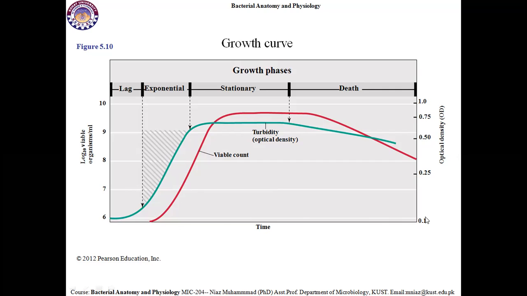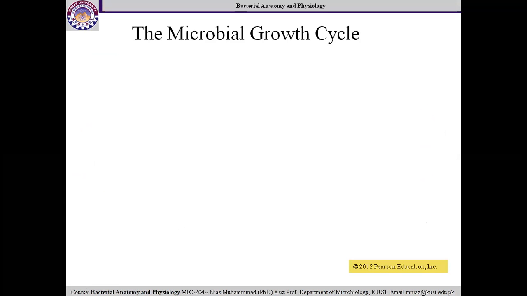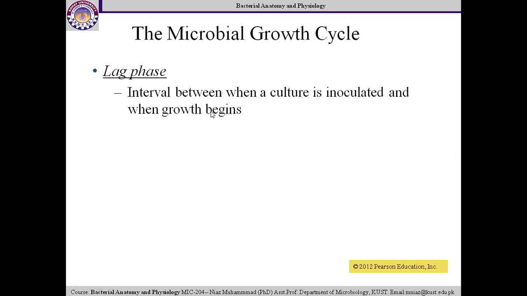This is time scale, and here is bacterial cell number, log viable organisms per ml. Optical density we also can measure for this. So the microbial growth cycle we are discussing about it. Lag phase: interval between when a culture is inoculated and when growth begins. This is called lag phase.